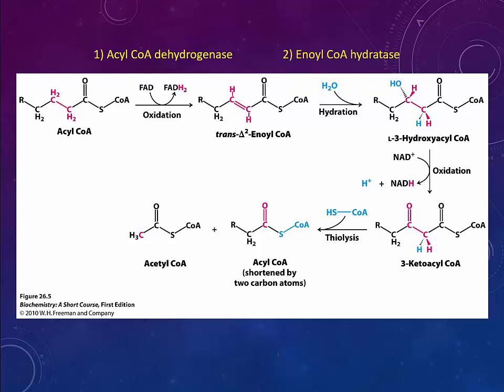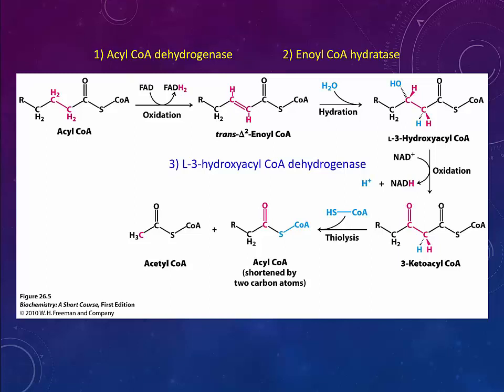Next, enoyl-CoA is hydrated by enoyl-CoA hydratase. This removes the double bond and we now have L-3-hydroxyacyl-CoA. Our next step is another oxidation, this time to make a ketone. The enzyme is L-3-hydroxyacyl-CoA dehydrogenase.